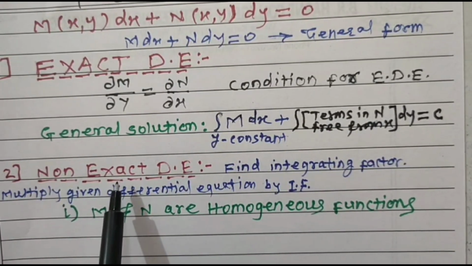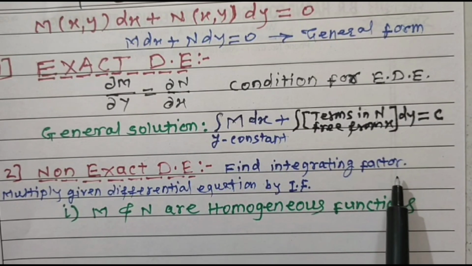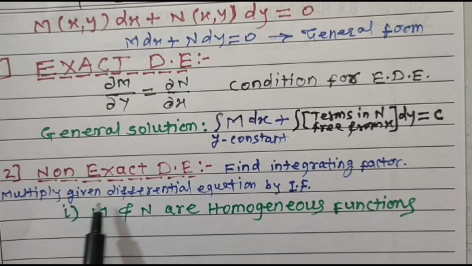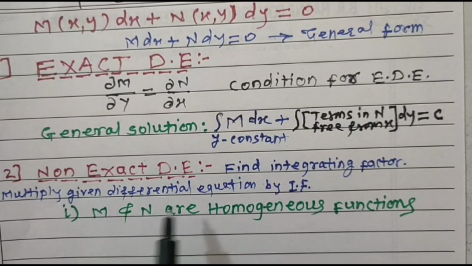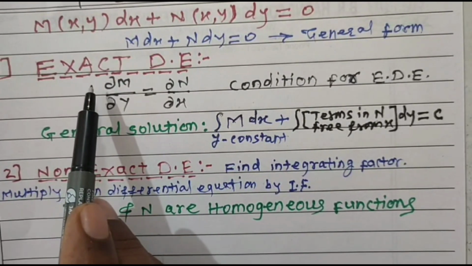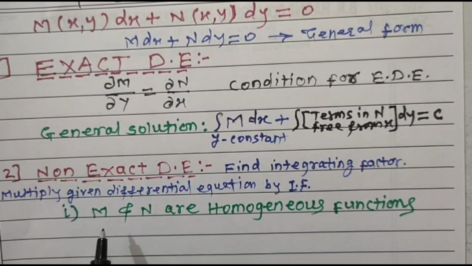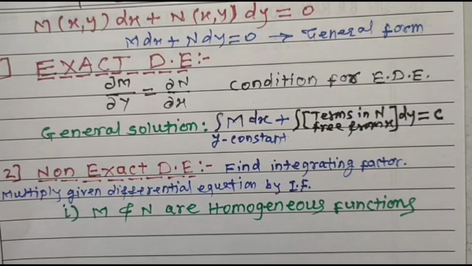Now, non-exact differential equations, how can we solve them? First of all, find the integrating factor and then multiply the given differential equation by the integrating factor. The given differential equation automatically reduces to an exact differential equation, and then apply the exact method to get its general solution. So first of all we have to find the integrating factor.